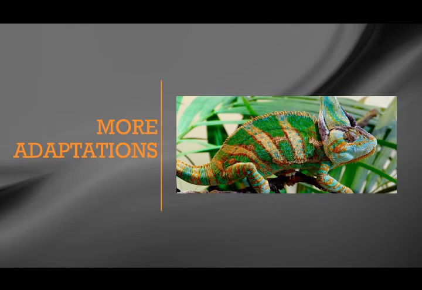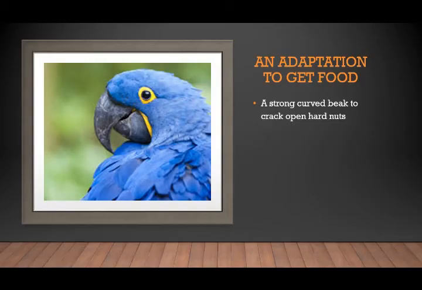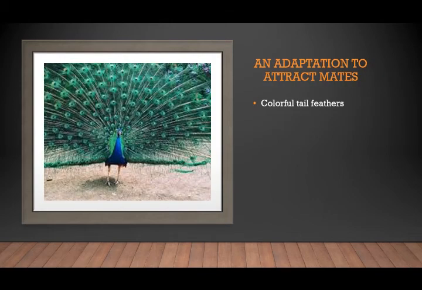Now let's talk more about these adaptations. The first one is an adaptation to get food. Pay attention to the picture. It's a beak of a parrot. A parrot has a strong curved beak to crack open hard nuts. The next one is an adaptation to attract mates. Yeah, pay attention. This is a peacock. Peacocks have colorful tail feathers which they display to attract their mates.